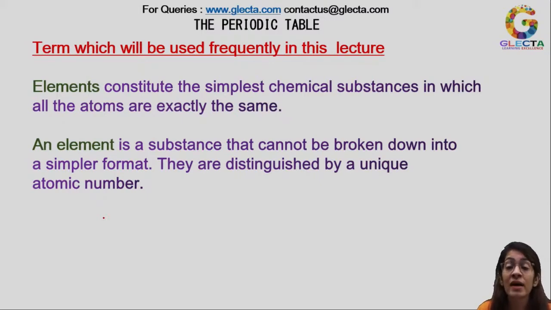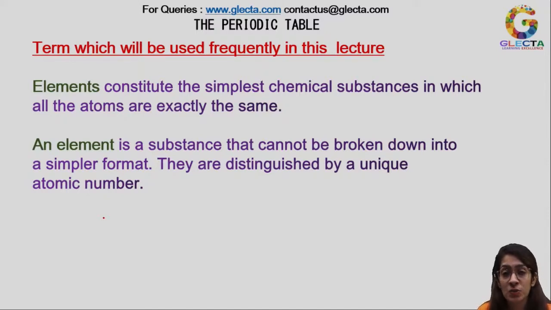So you see here, elements with similar physical and chemical properties have the same atomic number, and an atomic number is unique for each of the different elements. That means it is unique for a particular element, and it is the smallest chemical substance which cannot be broken down into any other simpler form.